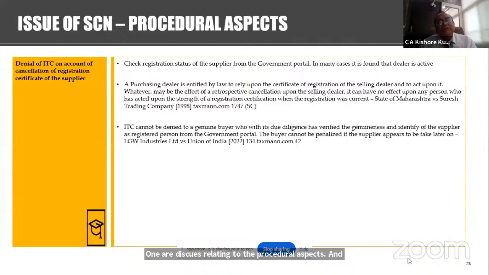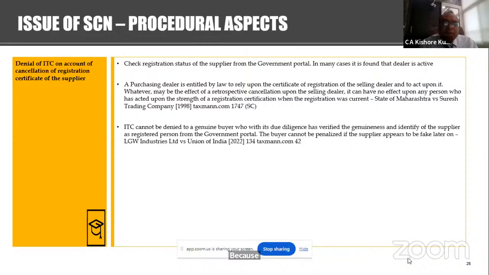So, friends, first of the procedural aspects where we have seen a lot of notices coming in is denial of input tax credit on account of cancellation of registration certificate of the supplier. Friends, we have seen a lot of show cause notices coming in on this account only, where they are denying input tax credit to a buyer because their supplier's registration certificate has been cancelled.